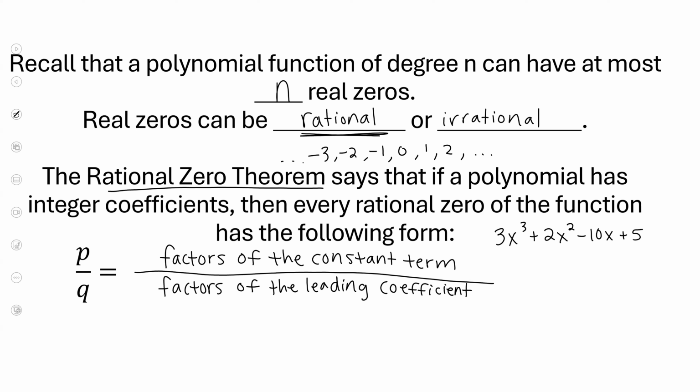It can be written as a fraction, p over q, where p represents the factors of the constant term. So for example, this is your constant term over q, and q represents the factors of the leading coefficient. So this is your leading coefficient, the number in the very front. That is your leading coefficient. So let's look at an example.